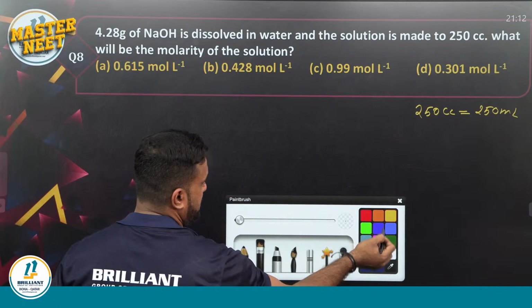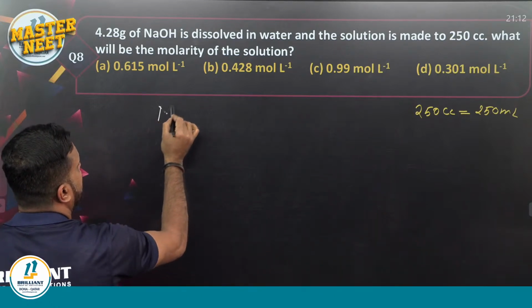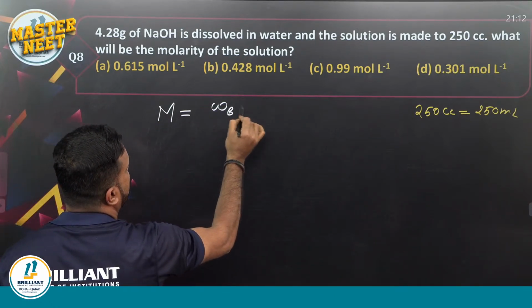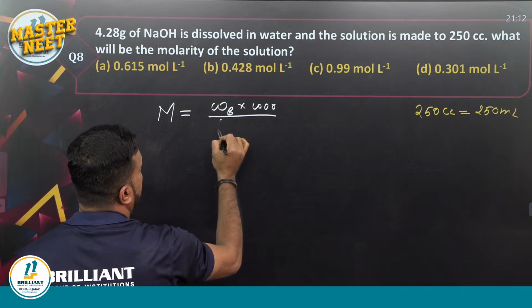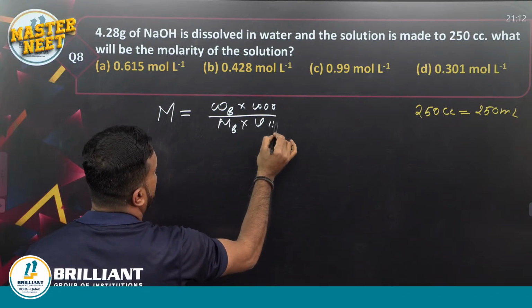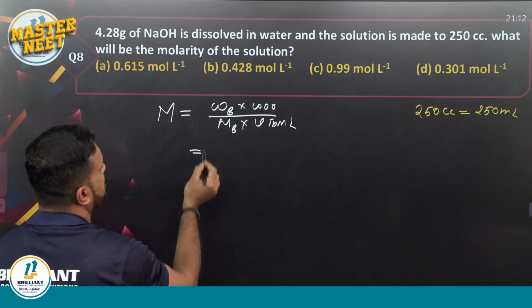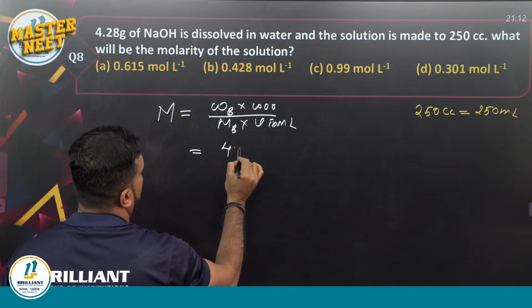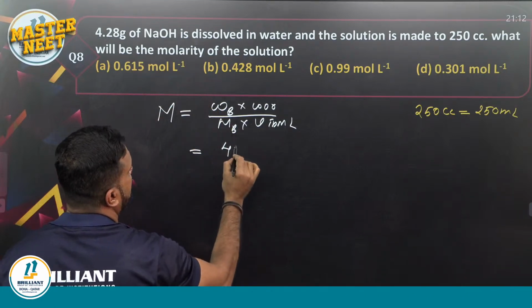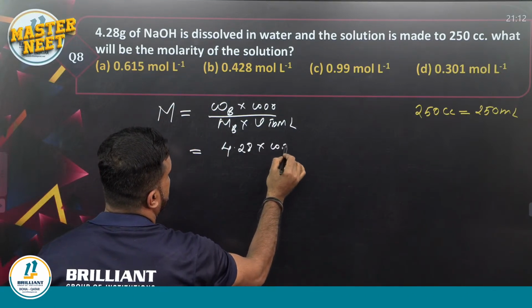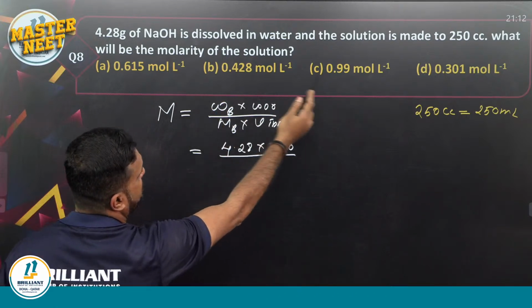This one is also a previous year question. Since it asks for molarity, we know there is an equation: molarity is equal to WB into 1000 divided by MB into volume in milliliter. So we need to substitute the values, that's it. What is the mass of the solute given? NaOH is the solute. 4.28 into 1000 divided by the molar mass of sodium hydroxide.